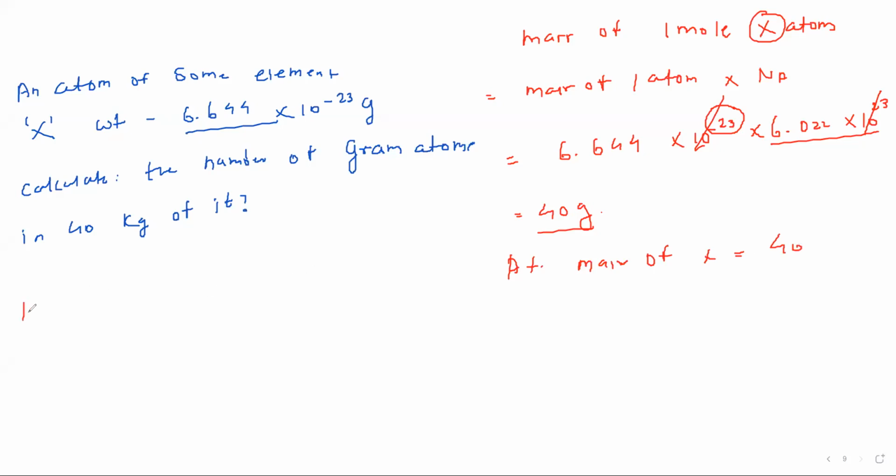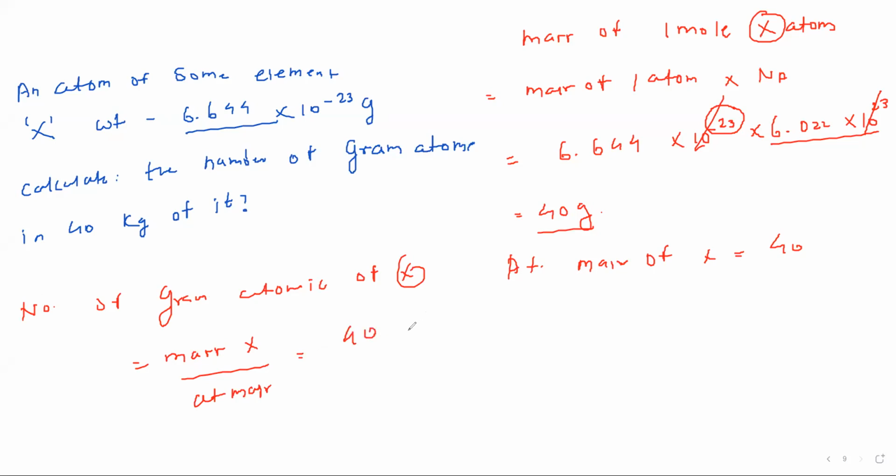But are we interested in that? No. The number of gram atoms of X is equal to what? Mass of X upon atomic mass. Instead of molar mass, we are talking about atomic mass right now. So mass of X is equal to 40 into 1000. Why 1000? Because we converted it to kg, upon 40. So the answer will be 1000. So this is the number of gram atoms.